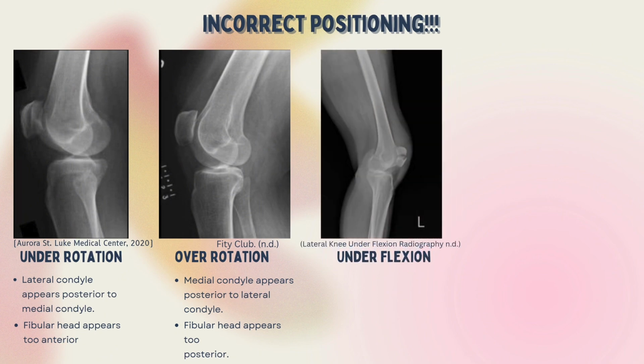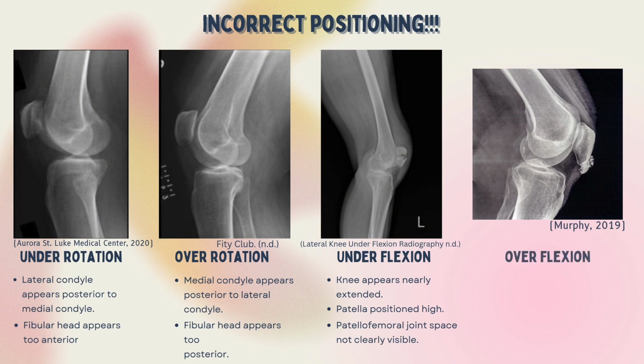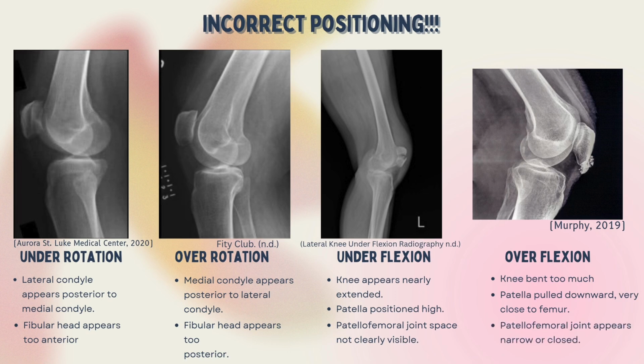When the knee is underflexed, the knee will appear nearly extended. The patella is positioned high, and the patellofemoral joint space is not clearly visible. The last radiograph shows the knee is overflexed. In an overflexed knee, this means the knee will bend too much. The patella will pull downward and is very close to the femur. And lastly, the patellofemoral joint appears narrow or even closed.